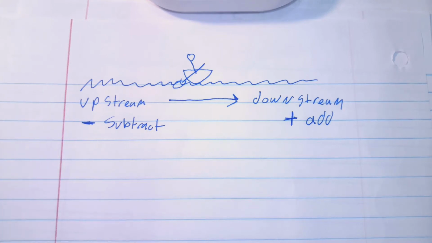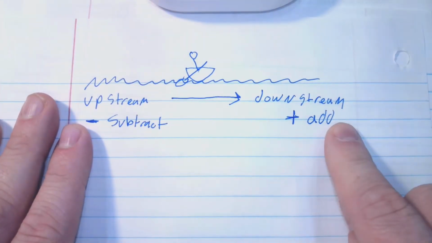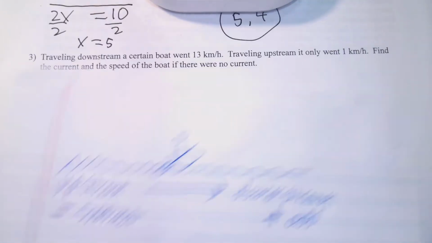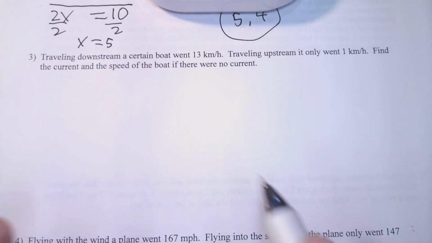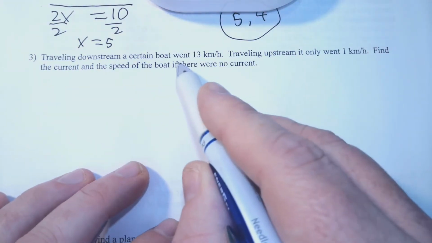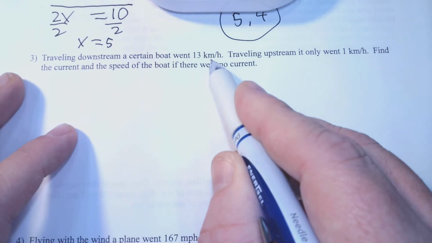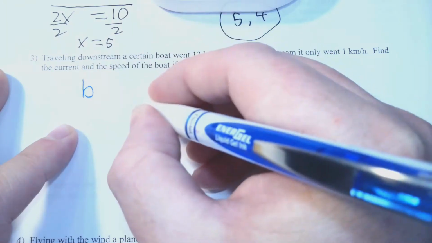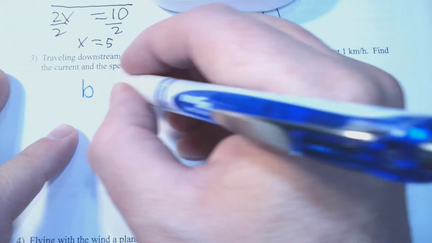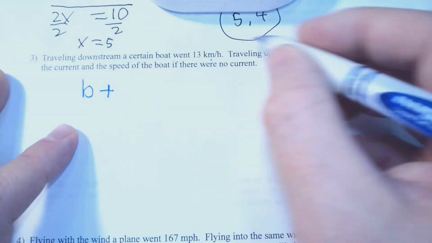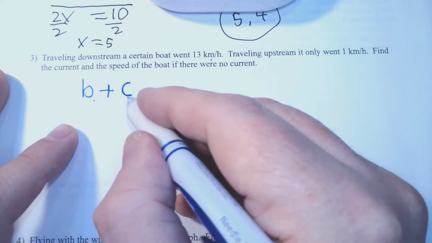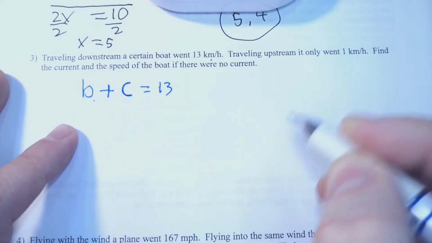All right. So moving on, if we know that going downstream is addition, going upstream is going to be a subtraction because we're going against the water. Okay. So let's look at this. Traveling downstream, a certain boat went 13 kilometers an hour. So this is how I'm going to do that. So there's the boat, and I'm going with the water, so I'm going to add the current. I guess we could do the current, so we'll call it C. That's the water. Boat plus current equals 13.